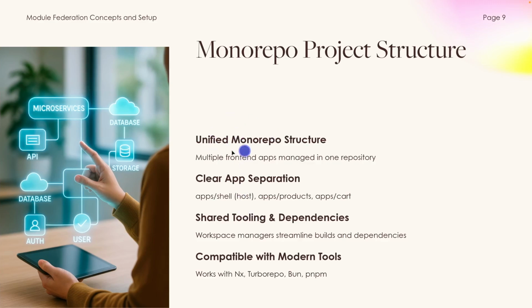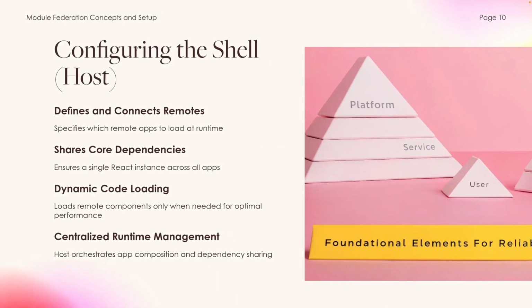Monorepo structure, why do we need it? In a monorepo, different teams can work on different projects like the shell. One team is managing the product, another team is managing the cart. Clear separation. We have different folders like apps or packages: shell, apps/product, apps/cart. We can use modern monorepo tools like Nx, Turborepo, and pnpm workspaces.